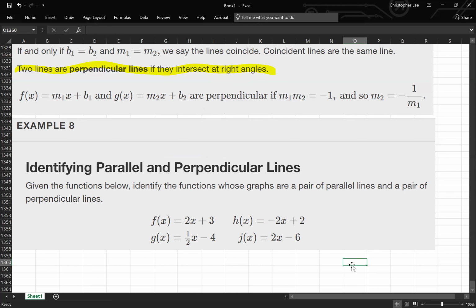So identifying parallel and perpendicular lines. Given the functions below, identify the functions whose graphs are a pair of parallel lines and the pair of perpendicular lines.